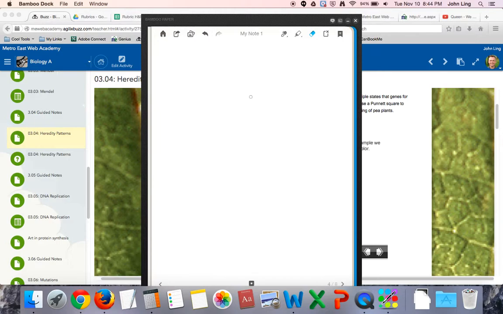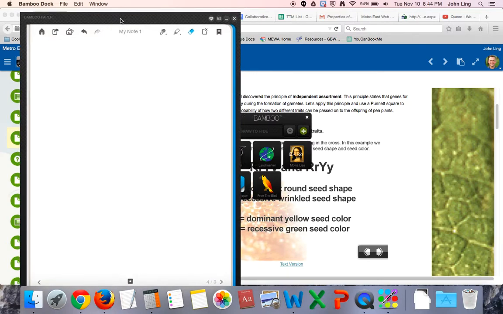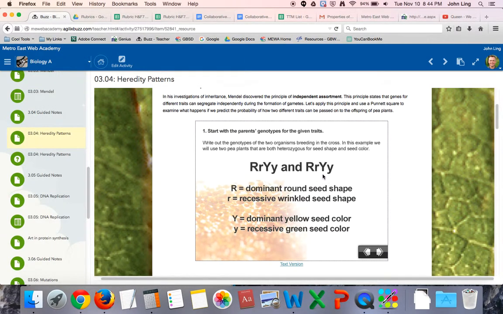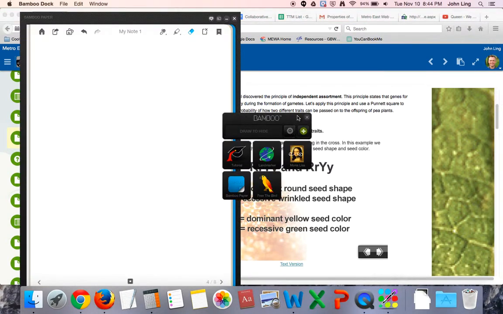I think this makes it a little bit easier. So in this case, we were going to cross, let me look again, these are both big R, little y, big Y, little y. These are both heterozygous for both traits.